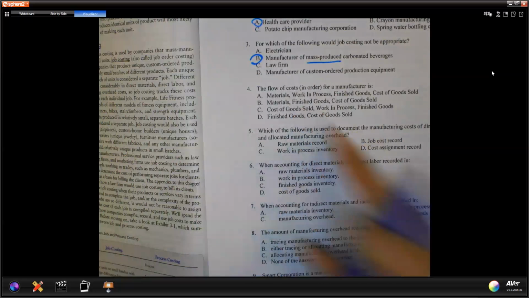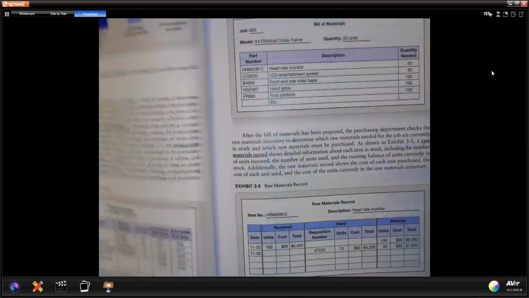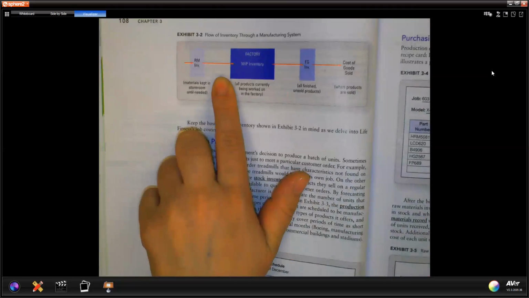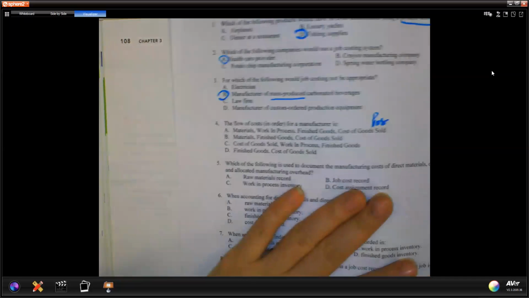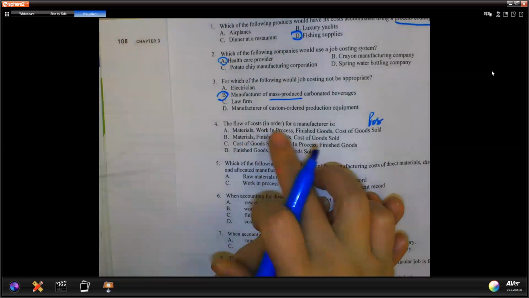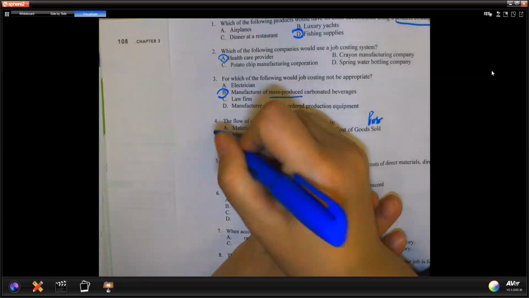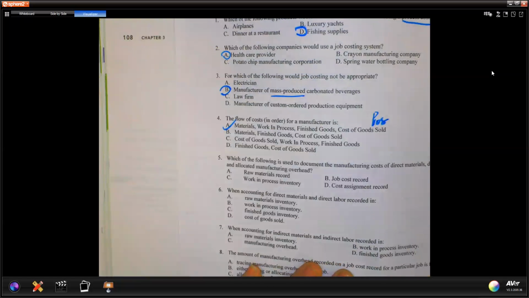Next, flow of cost. We talk about the flow of cost here. It's your textbook page 108. It goes from your raw material, work in process, finished goods, and cost of goods sold. So this is your flow of the cost.